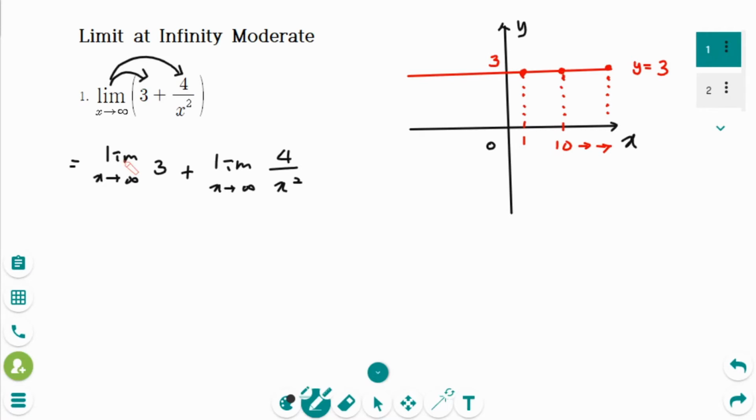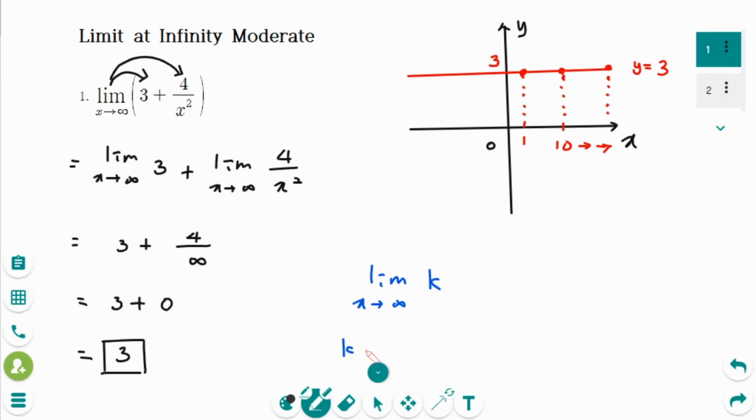Therefore, this question shows this answer is 3 plus 4 over infinity make 3 plus 0, which is 3. That is answer. When you see the limit as x approaches infinity k, where k is a constant, the answer is k. Please remember this one.